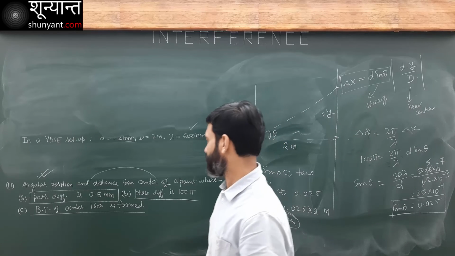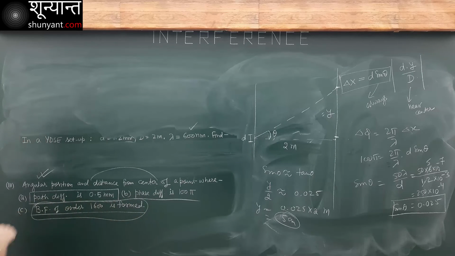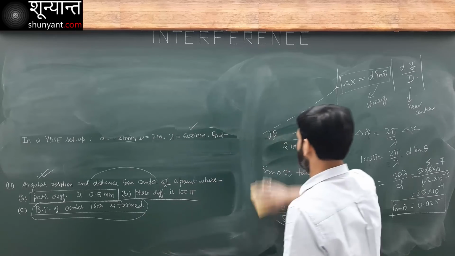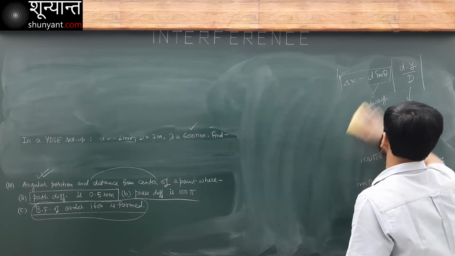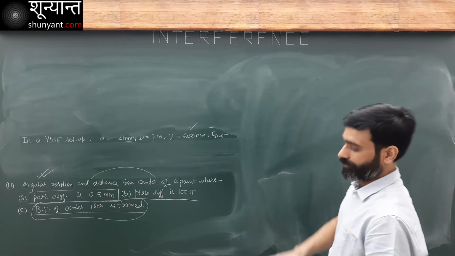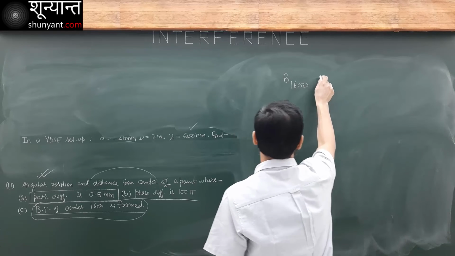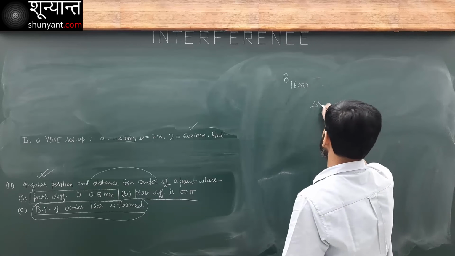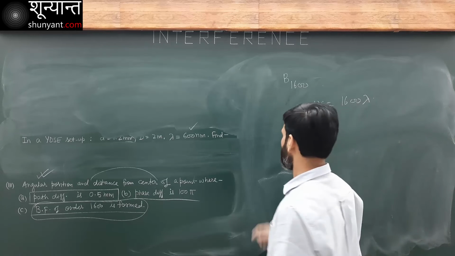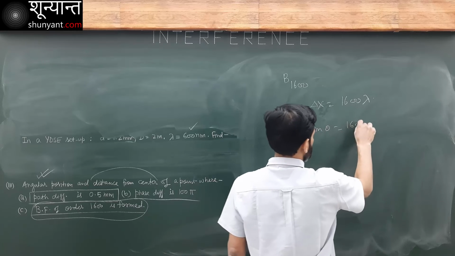Okay. Let's do this one, last one. Bright fringe of order 1600 is formed. Okay, so here it should not be difficult. BF, bright fringe of order 1600. What will be delta x? Path difference, it will be simply 1600 lambda. That's it. Now this will be equal to d sine theta into 1600 lambda.